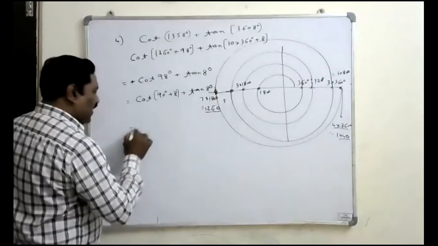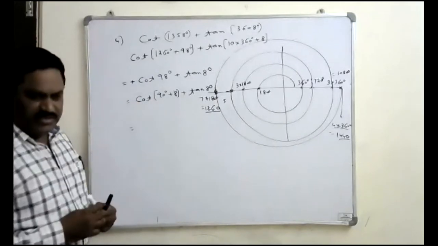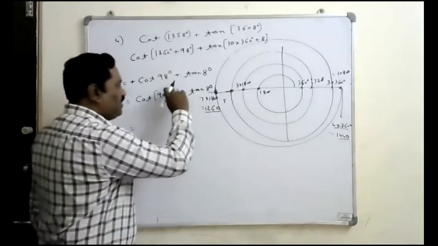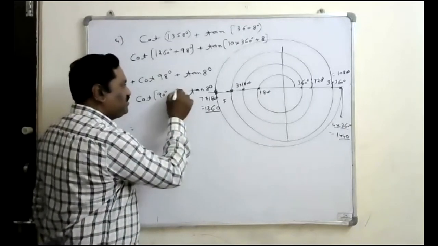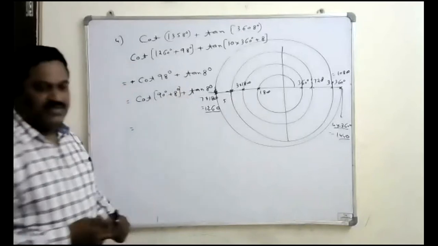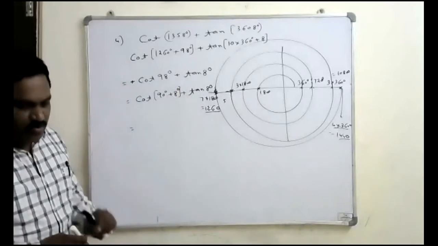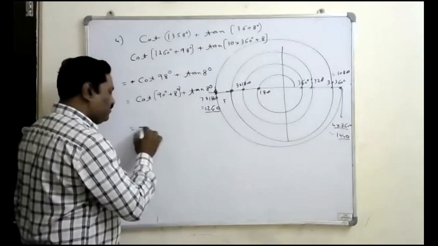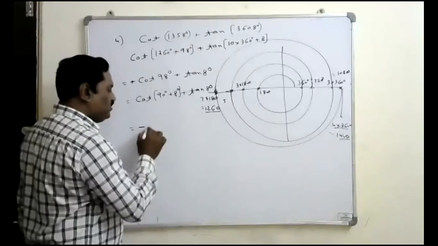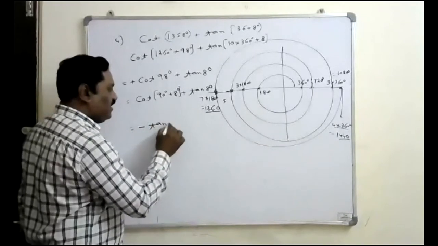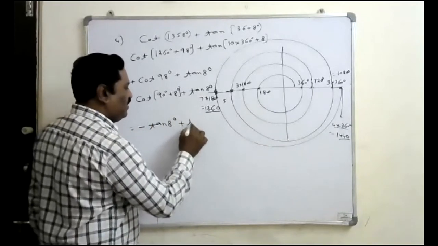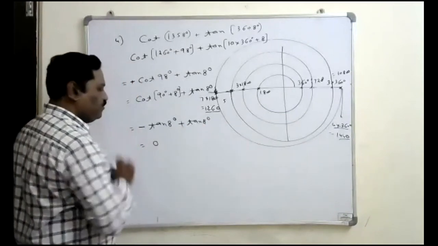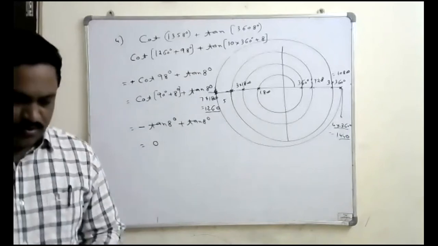Then 90 plus 8, so it is in the format of 90 plus theta form. Which quadrant does it lie in? Second. In the second quadrant, cot is negative, so you get a minus sign. With the 90 degree, cot changes to tan. So minus tan 8 degree plus tan 8 degree. Both of them get cancelled, so the answer is 0.